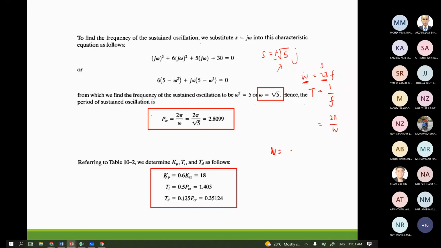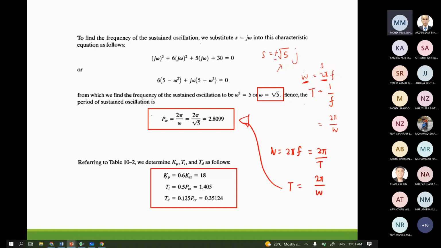So omega equals 2 pi f. So f is 1 over period. So period equals 2 pi over omega. So omega is your square root 5. Okay, so you will get this calculation here.